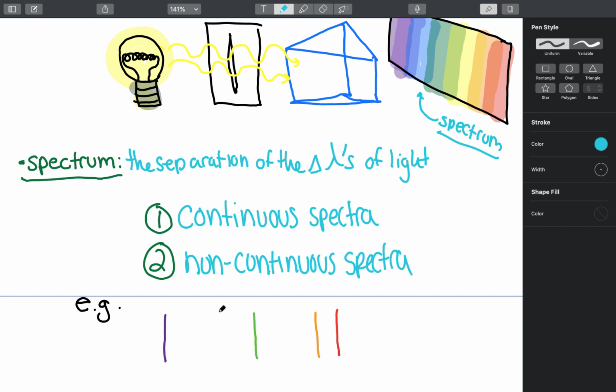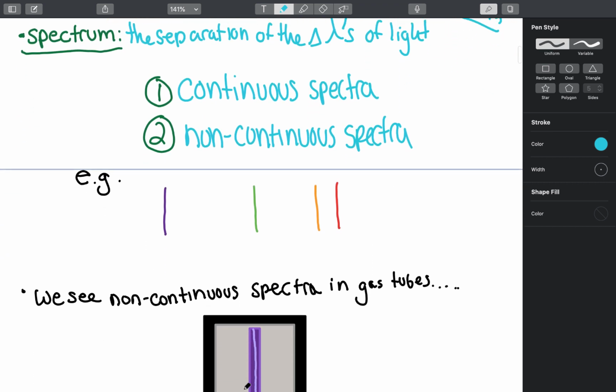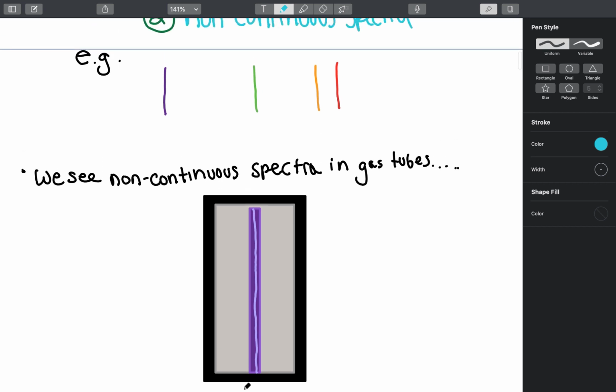And this non-continuous spectra is actually very important for chemistry. And actually, certain things that you see in everyday life produce these non-continuous spectra. So if you've ever seen a neon sign or a sign that uses fluorescent tubes, these can produce these non-continuous spectra. So in order to show this, I have here a picture of something called a gas tube. So these are gas tubes. I don't know if that's the proper name for them, but that's what we will call them.